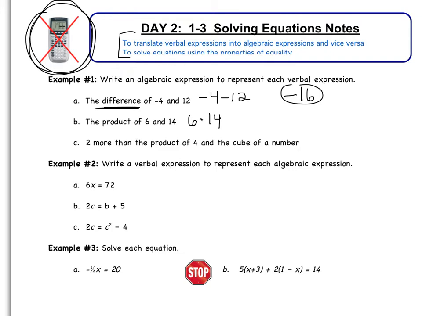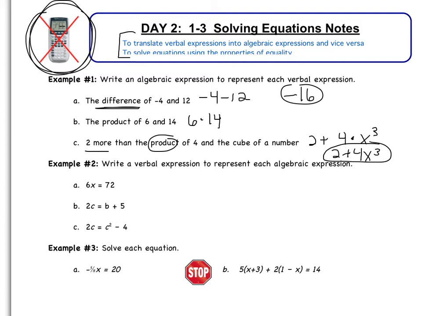C is the most difficult one by far. It says 2 more than the product of 4 and the cube of a number. So 2 more than the product of 4. So 4 multiplied by, because product means multiply, 4 and the cube of a number, so x cubed. So 2 add 4x cubed. My final answer. Now we're going to go the other direction.